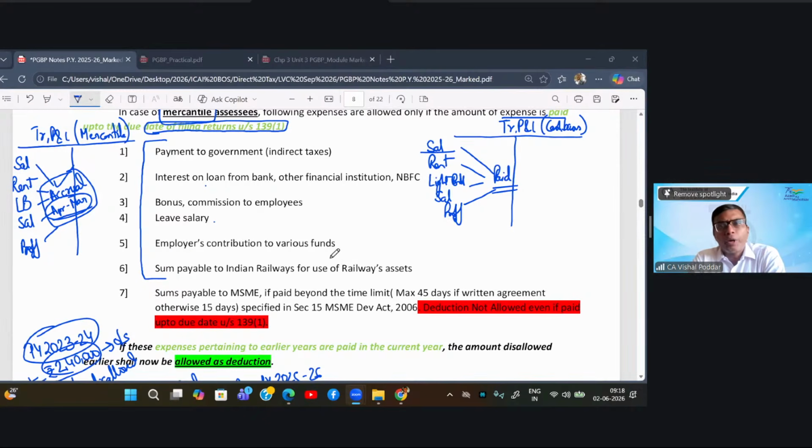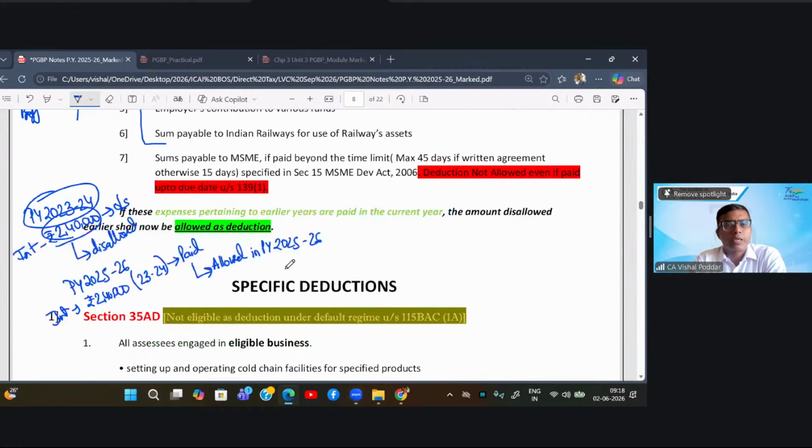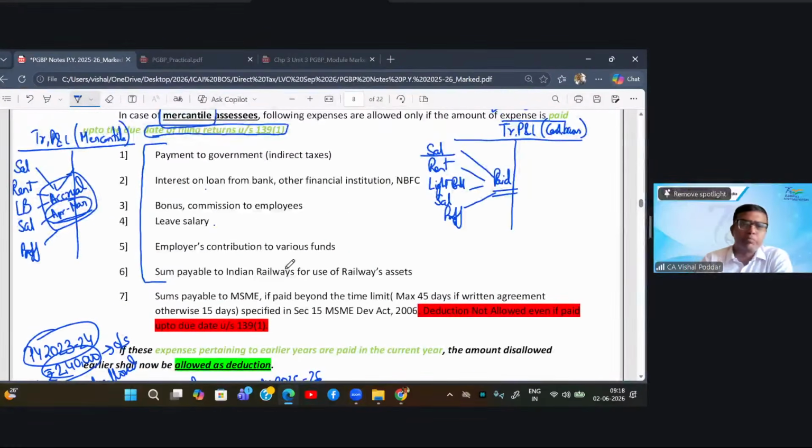Now, point number 7 is something very interesting. It is slightly different from the other 6 points. That is why I'm explaining separately. Now, in point number 7, you have to make payment to MSME. Now, it can be of any expense. So, you have made some purchases, you have taken some professional consultancy, and the person from whom you are doing this particular transaction is a registered MSME, that is micro, small and medium enterprise.